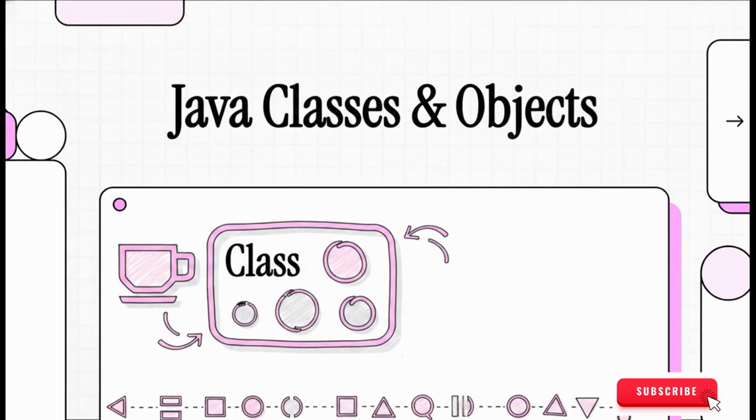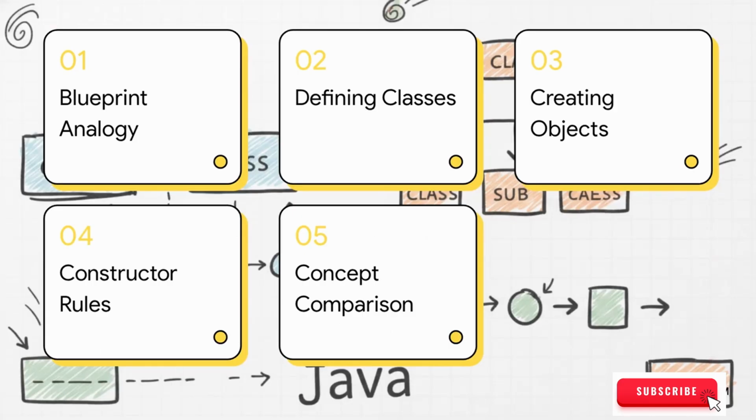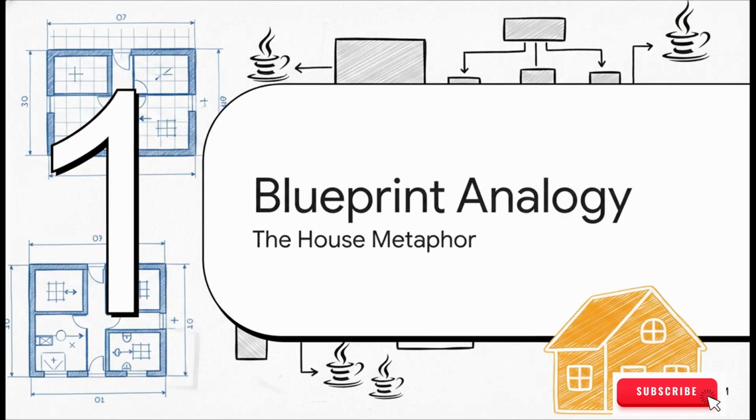Let's jump right in. Here's the game plan for today. We'll start with the classic house blueprint analogy, then define Java classes, move into creating Java objects, tackle constructors and their specific rules, and finish up with a quick concept comparison. Section 1. The house blueprint analogy.